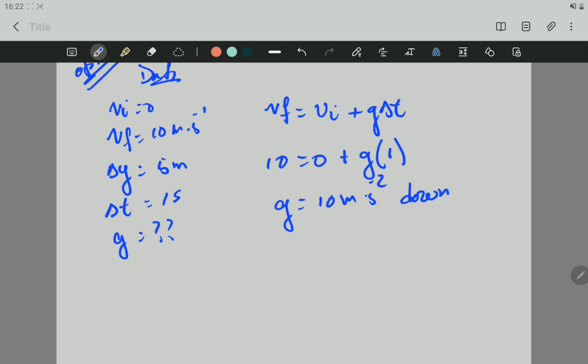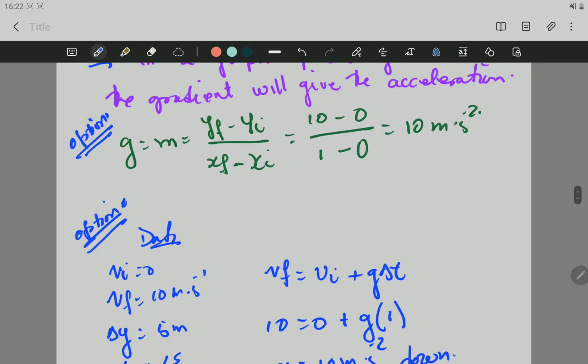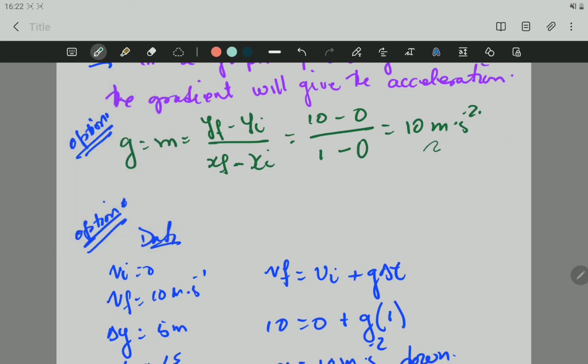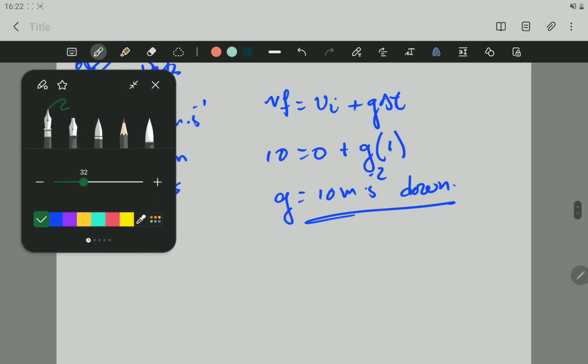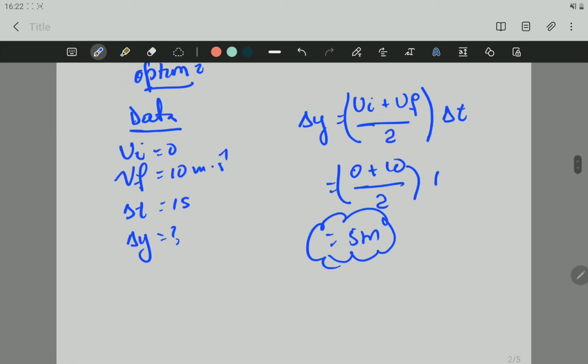Now, we need a direction because the acceleration is a vector quantity. So actually here, we forgot to write down, downward. That is the complete answer for that question. I hope it's clear. I hope you understand why it is not 9.8. In this question, they just ask you to calculate it.